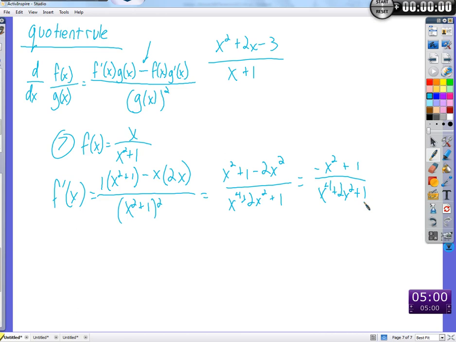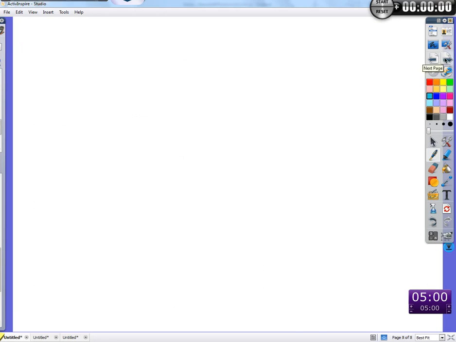That's the quotient. Now we have to learn the last subject of this section: the derivatives of trigonometric functions. Higher order derivatives. I won't take a lot of time on this. You know the derivative of sine is cosine. You know the derivative of cosine is negative sine.